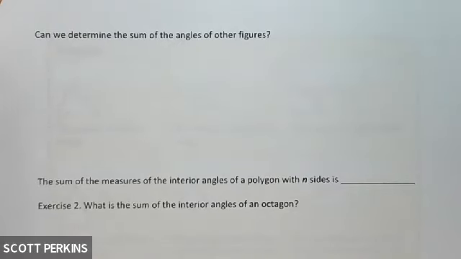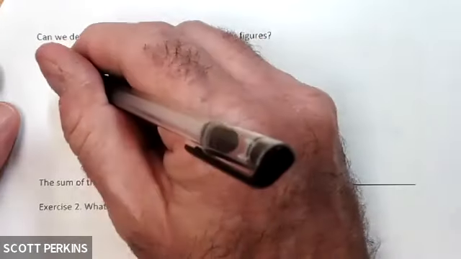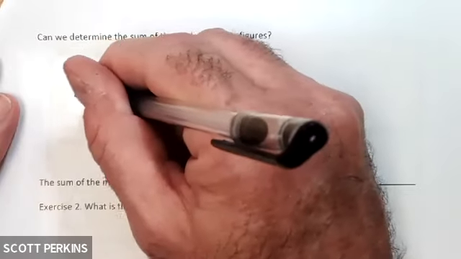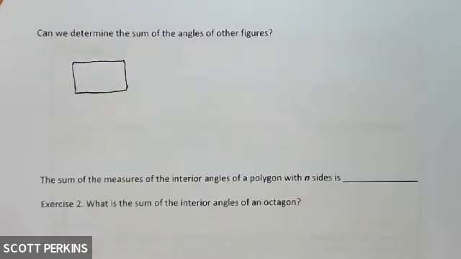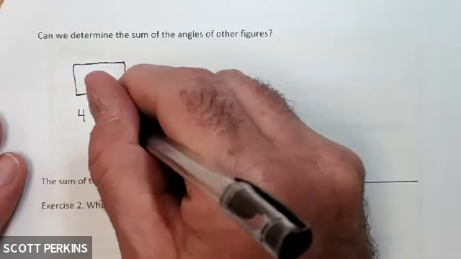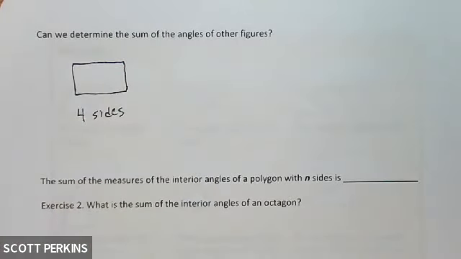So what I'm going to do here is draw an example of something with 4, 5, and 6 sides. And we're just going to see if we can figure out the pattern and come up with a general principle. So here's something with 4 sides. I'm just going to happen to draw a rectangle because I am not a great artist. You would know that if you knew me better. So that is going to represent any figure with 4 sides for the demonstration.